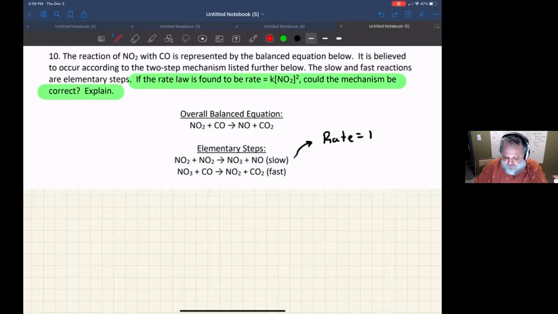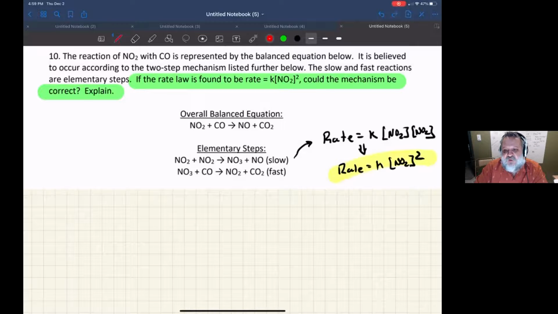So let's take a look. We would get rate equals k times the concentration of the first reactant times the concentration of the second reactant. And they're the same reactant. So NO2 concentration times NO2 concentration just boils down to k times [NO2] squared. So what do we find? It is in fact consistent with that rate law that was proposed earlier.